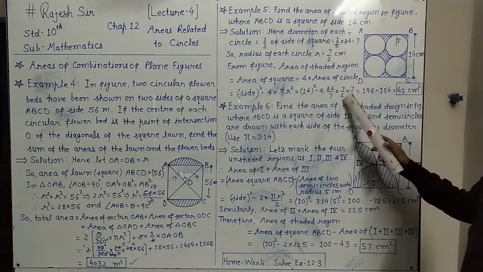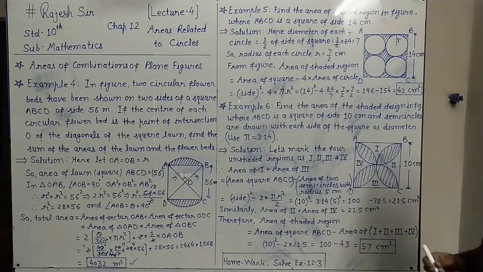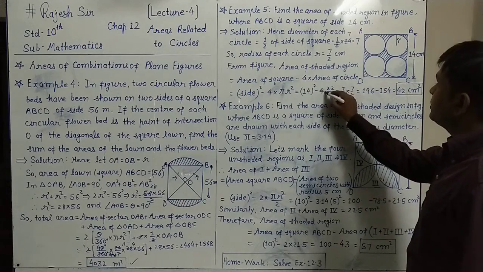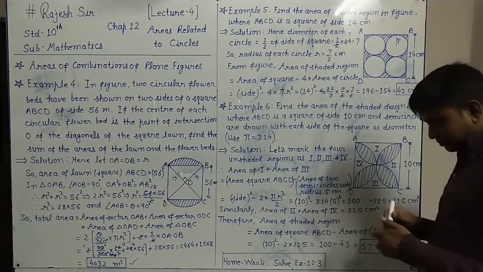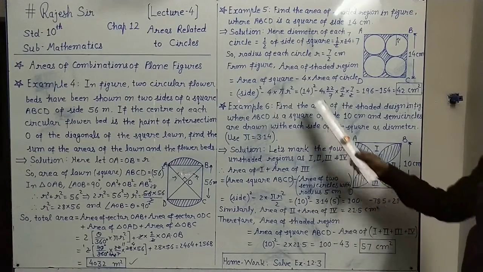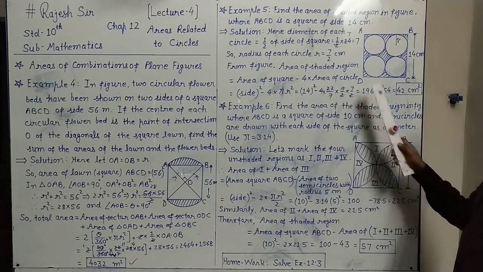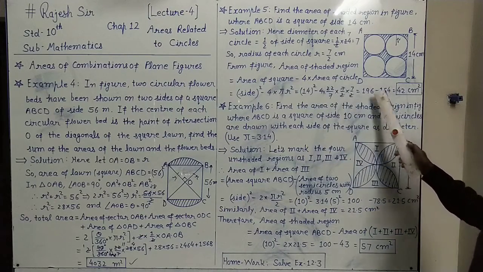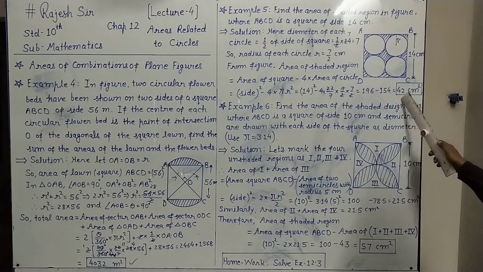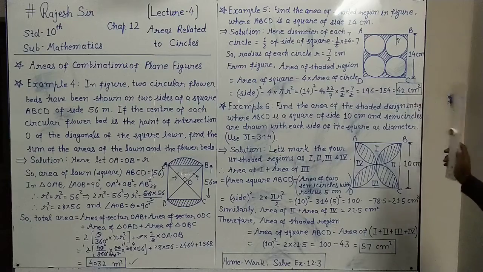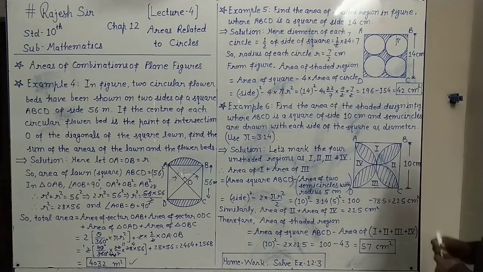So its square means 7 by 2, 7 by 2, 2 cancels. Multiplying, here 2 2s are 4 and 4 will be cancelled. And here 1 7 is cancelled. Now here 14 square will be 196 minus 22 into 7 is 154. 196 minus 154 gives 42, and the unit for the area is centimeters, so centimeter square. So 42 centimeter square is the area of the shaded region in example 5.